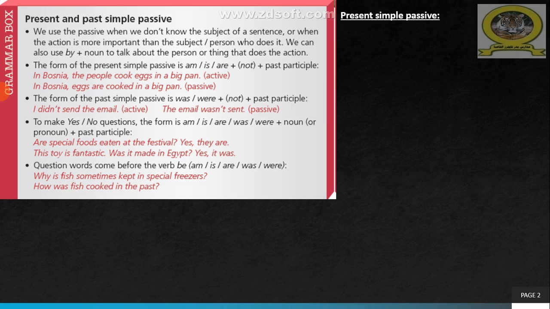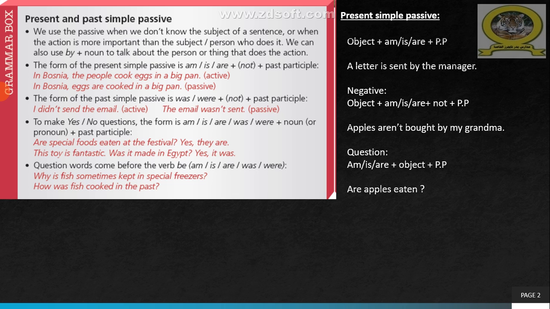The form of the present simple passive is am, is, are, plus the past participle form of the verb. So how do we make a present simple passive? I start with the object, followed by the verb to be according to the object, am, is, or are, and the past participle form of the verb.